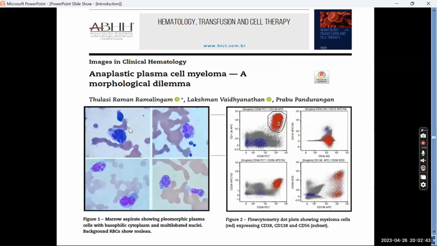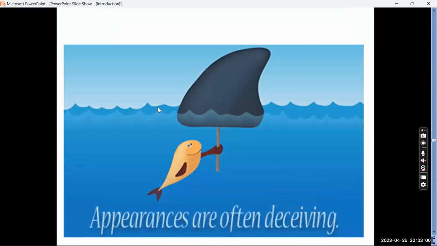Okay, so this is our paper which we published a very long time back. I showed you this because of the morphology. This is a case where we found very lobulated, bizarre looking cells. And then we did flow, and it was myeloma. So this is an anaplastic myeloma. My point with all these cases is that appearances are often deceiving. Morphology can deceive you sometimes, and you need flow to confirm it or to ensure that you're not missing anything. Or your diagnosis goes wrong, everything goes wrong. If your diagnosis is wrong, what's the point of giving a superb treatment? So you should be very careful when you're diagnosing cases. Flow is very handy and useful for that.